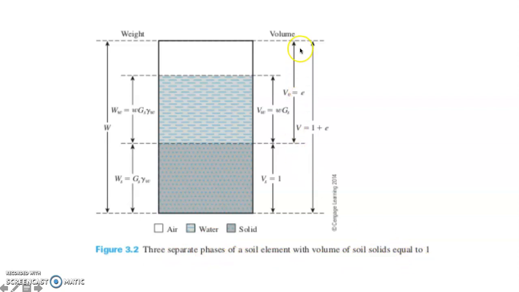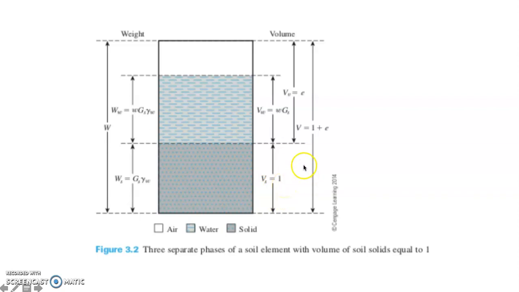So for this illustration, it is illustrated on our soil element, wherein you have the total weight and the total volume. It's specified that the weight of the water is given through this equation, the weight of the solid is given through this equation, and our volume of the water is given by this expression. It is being denoted that the volume of the solid is equal to 1.